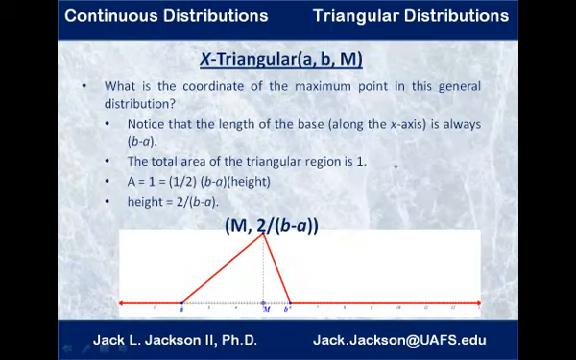Okay, well we're back. We know that the length of the base along the x-axis is always b minus a and the total area is 1. And just as we figured this out before, the height is 2 over b minus a, and that's the maximum height right at the mode. So it's going to be m, comma, 2 over b minus a, the ordered pair coordinates of that maximum point.